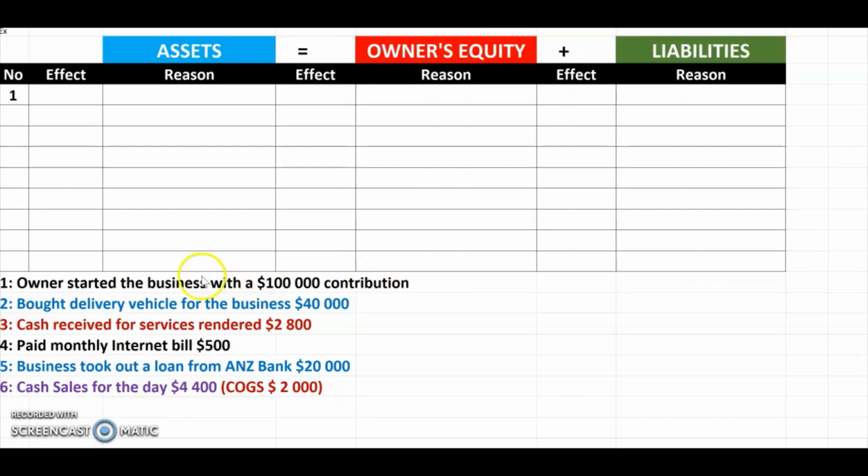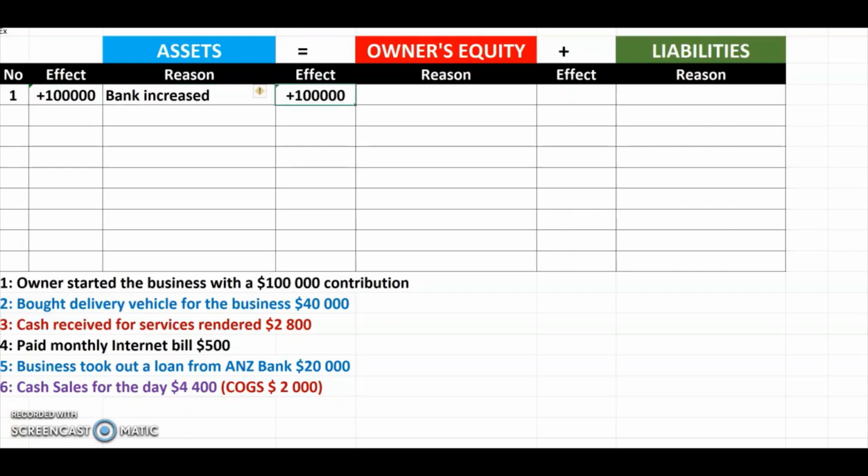So you have to work out which accounts are involved. When the owner starts the business, money is being put into a bank account. So we can either call the account cash at bank or bank. And why did he give us his money? Because it's his capital contribution. So I write transaction number 1, and the effect is that my assets will increase by 100,000. What is my reason? Because cash at bank or bank increased.